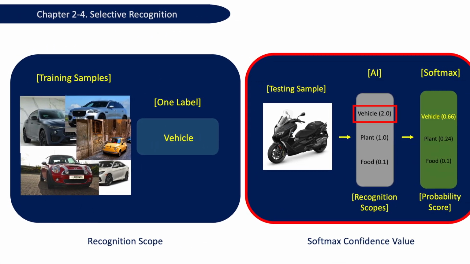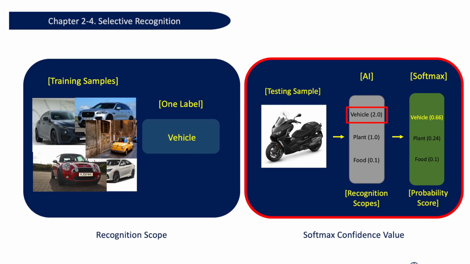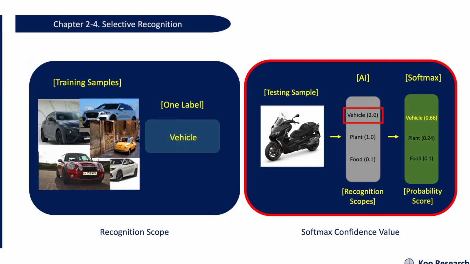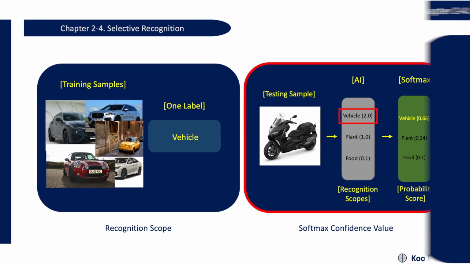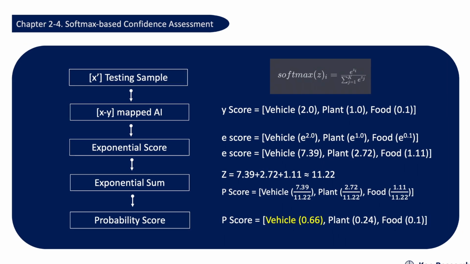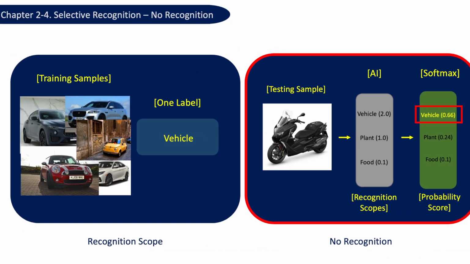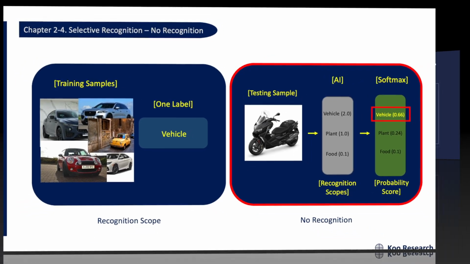For example, in this figure, the AI mistakenly identifies an object as vehicle for the test image, motorcycle, due to the absence of the correct label. However, in this figure, recognition is suspended for the test image, because the confidence level, 66%, falls below the threshold, 95%.